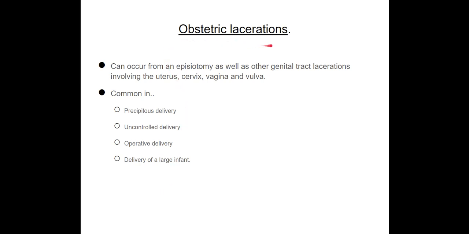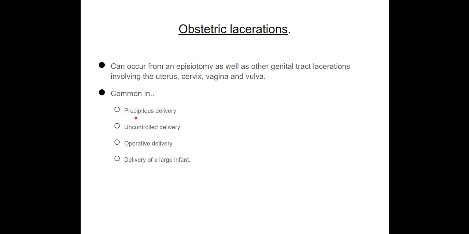So we'll talk also about obstetric lacerations. A laceration is simply a tear. It can occur along the genital tract, such as the vulva, vagina, cervix, or uterus. They are very common in precipitous delivery, where precipitous delivery is defined as delivery that has occurred less than 3 hours after the onset of contractions. So that is very, very quick.